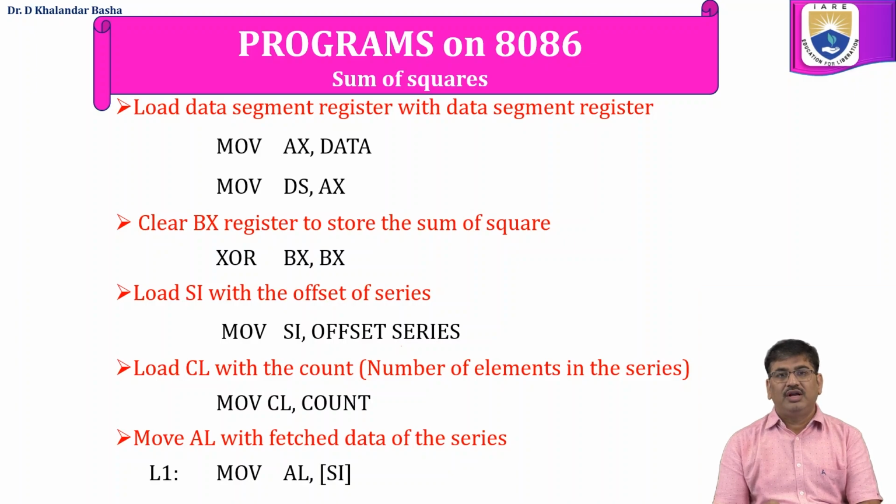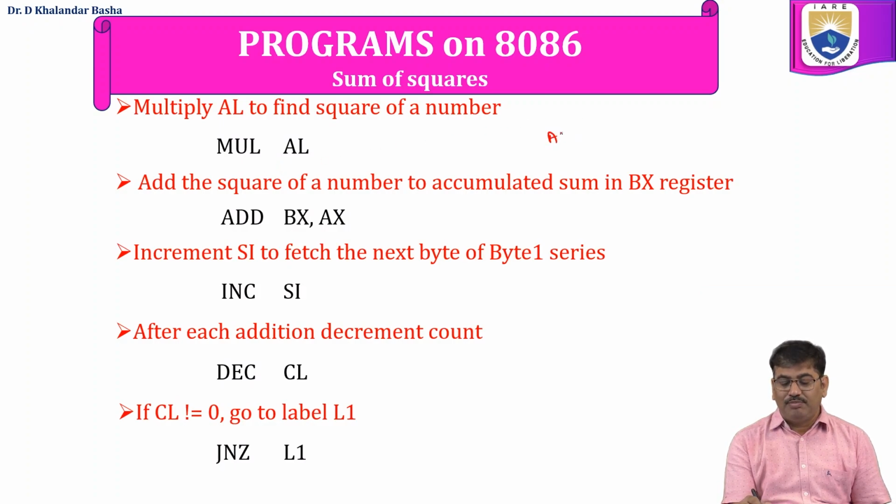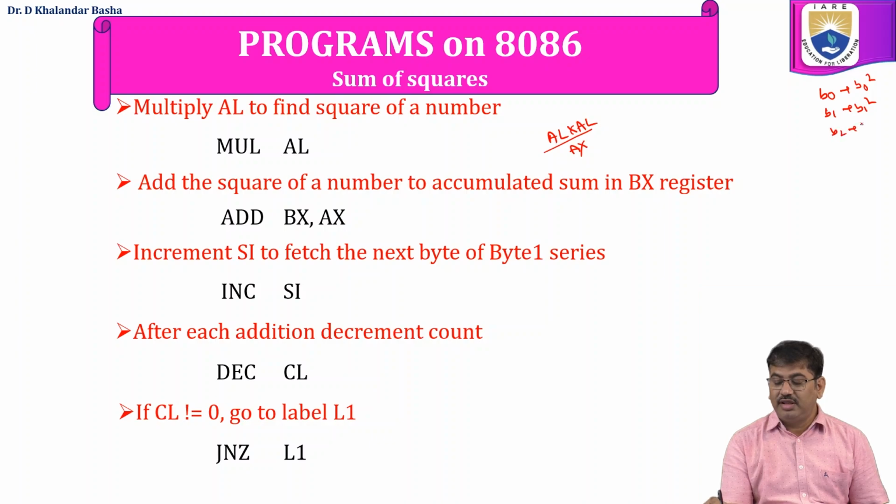Now for finding the square of this number, we use MUL AL. This MUL AL instruction will multiply the AL contents with the AL contents and the result will be in the AX register. So for each and every byte, we will find the square of it. Similarly for byte 1, for each iteration, then byte 2, then byte 3. So we have to add all these values.